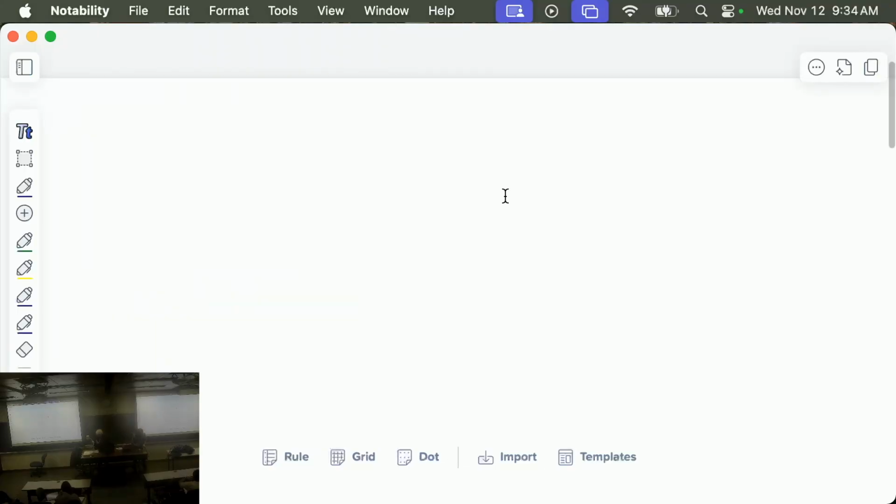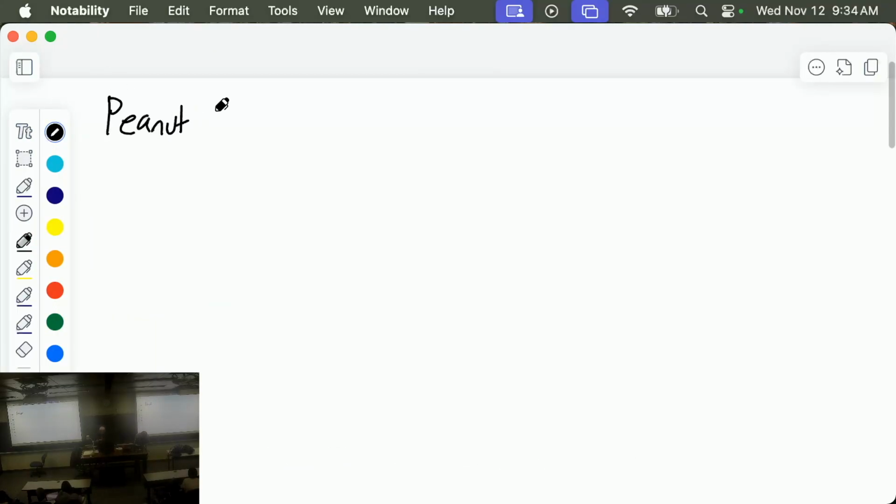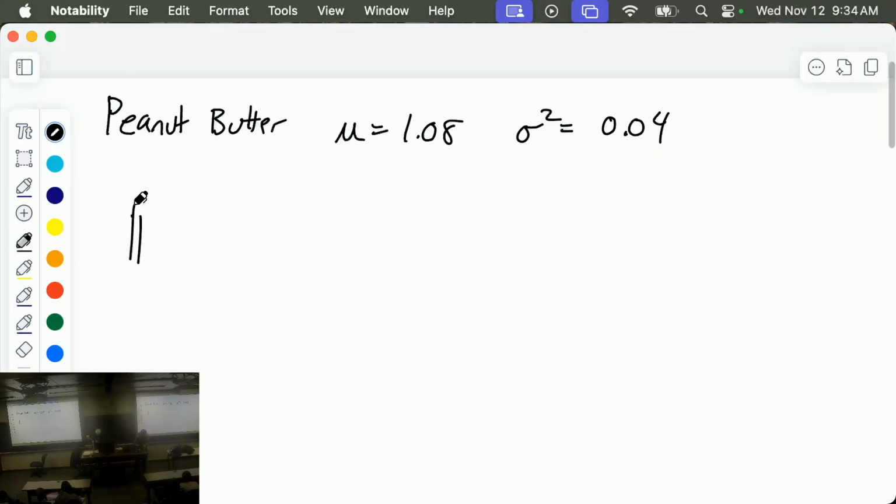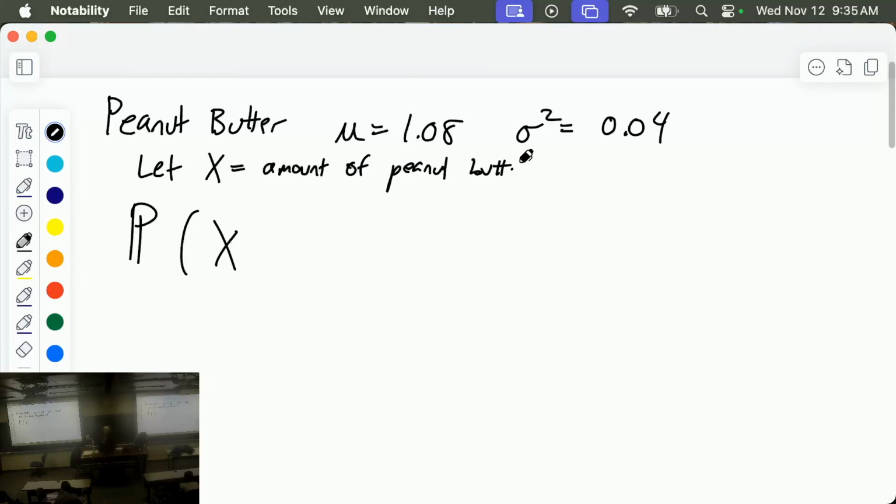Okay, so with the peanut butter, we are told mu equals 1.08 and sigma squared equals 0.04, I believe. And we want to know the probability. I'm going to call it x for the amount of peanut butter. Let x equal amount of peanut butter. And we want to know x is less than or equal to 1, or less than 1. They would both be the same.